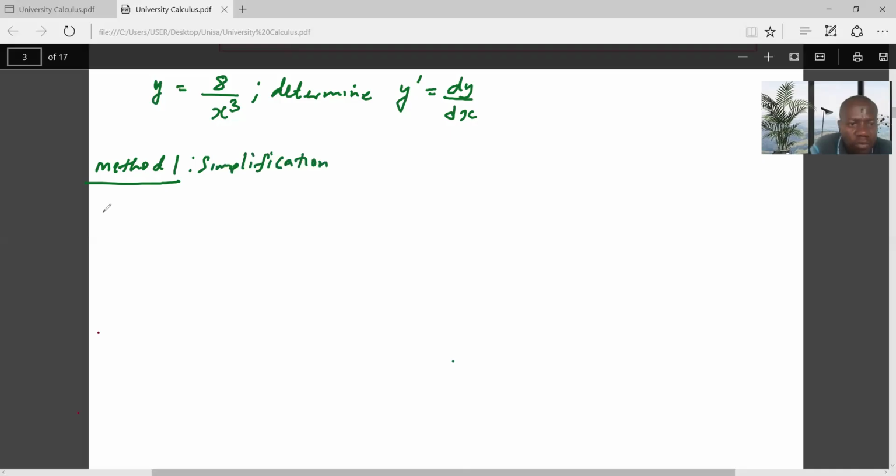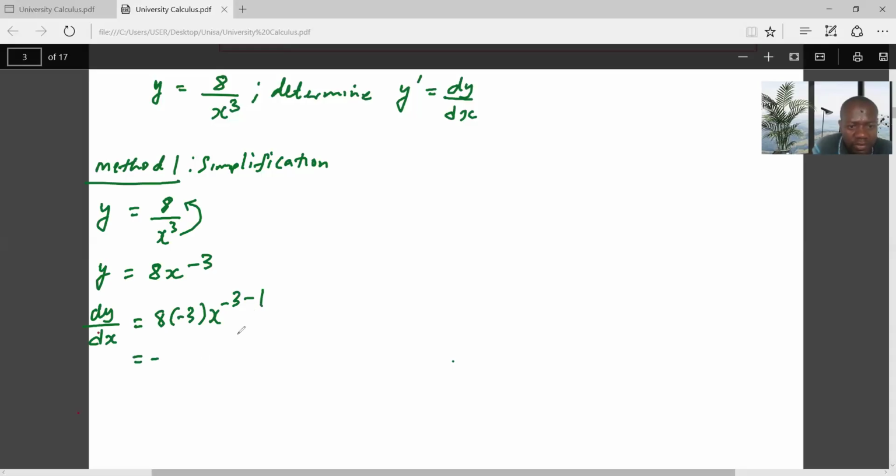So it means you're going to say y equals 8 over x to the power of 3. Then we transpose this from the denominator to the numerator. This will be 8x to the power of -3. So now we start doing dy over dx. And this will be 8 into -3, x to the power of -3 - 1. And this will give us -24x to the power of -4.